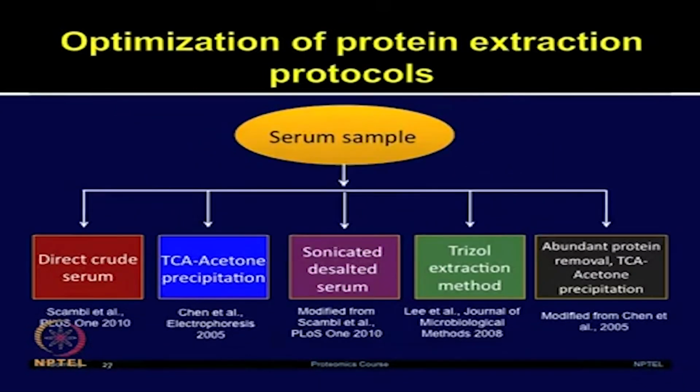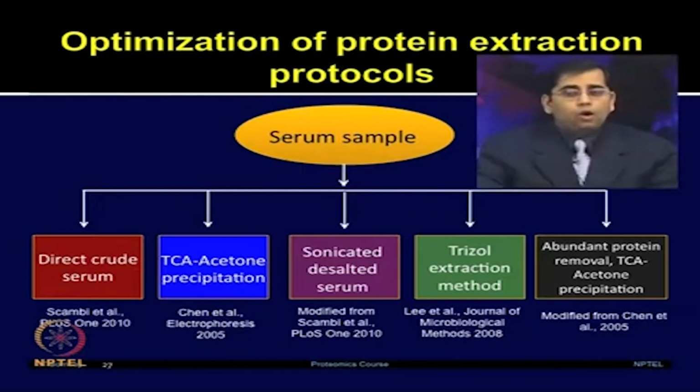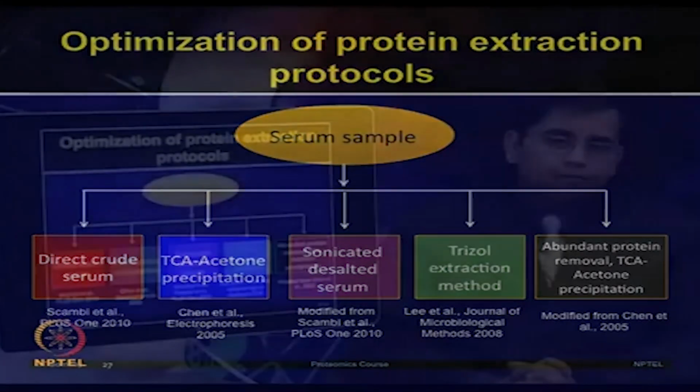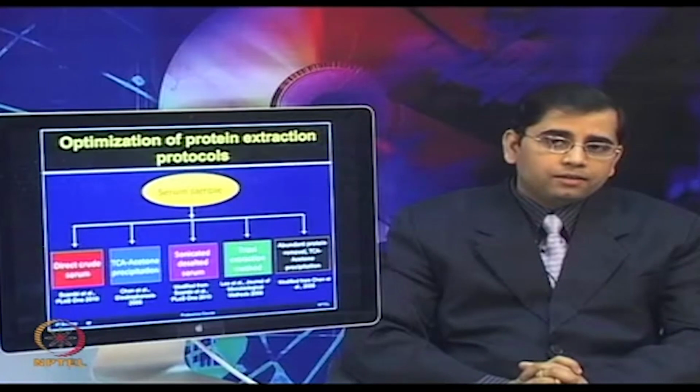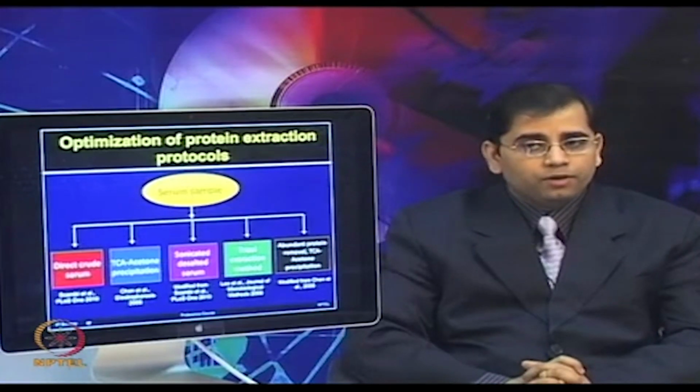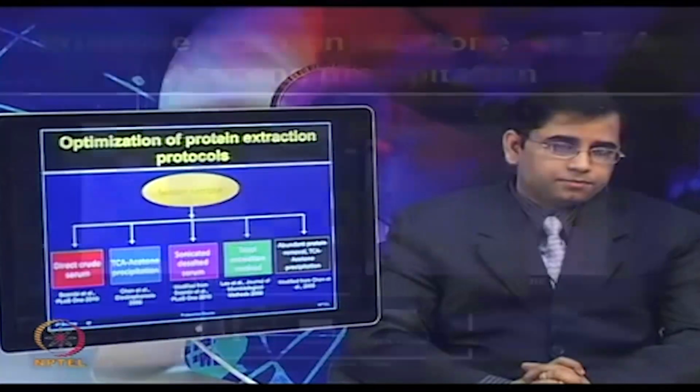Now, after processing these samples, how do we extract the proteins? The protein extraction protocol was also optimized, and to optimize it, first of all we looked at the different methods available in the literature. People have applied direct crude serum, TCA acetone precipitation, sonicated and desalted serum, the Trizol extraction method, as well as abundant protein removal and TCA acetone precipitation.